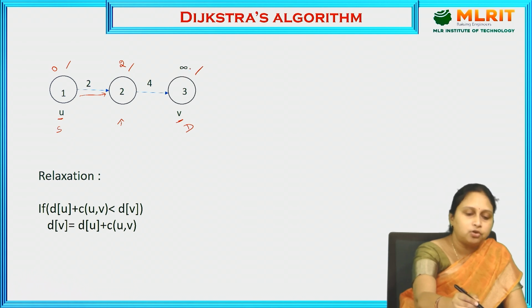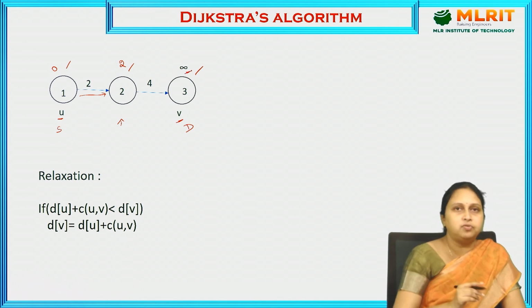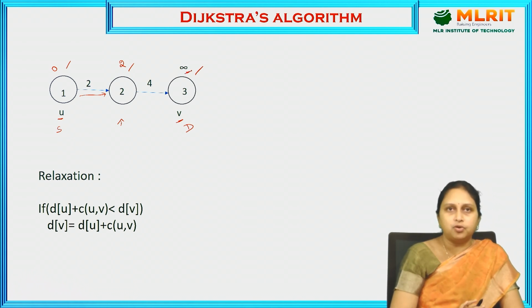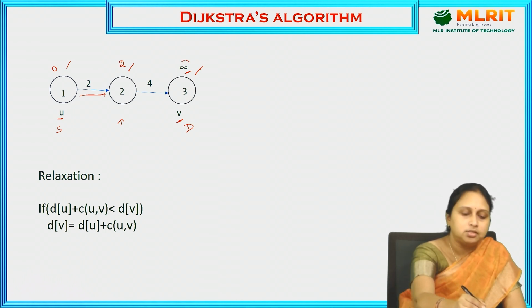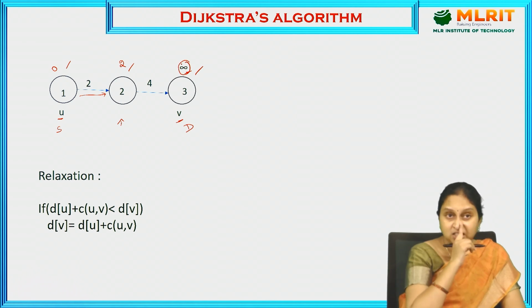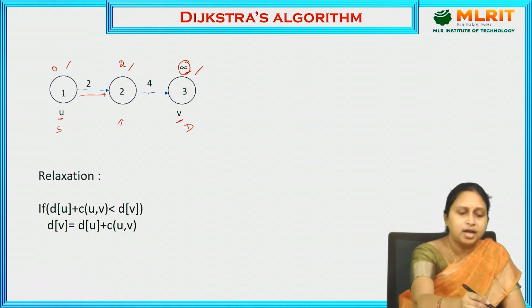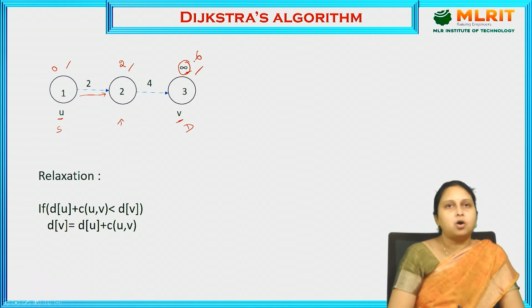Now, what is the weight of this one? Initially, it will be infinity. We don't know the value of vertex 3. Now, how can I find the vertex 3 value? The distance of this one is 2, the weight of this one is 2, and 2 plus 4 is 6. Now, how could we find all these values, right?